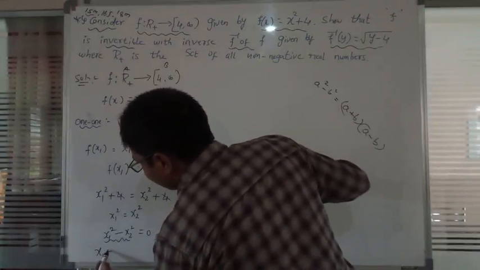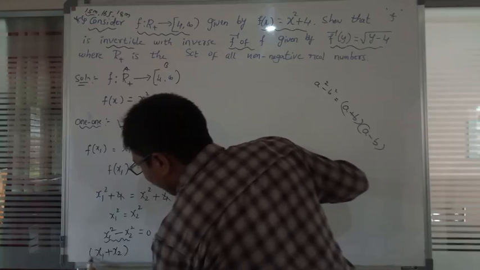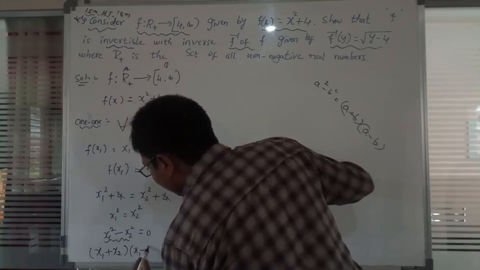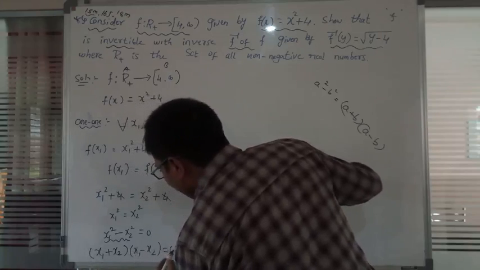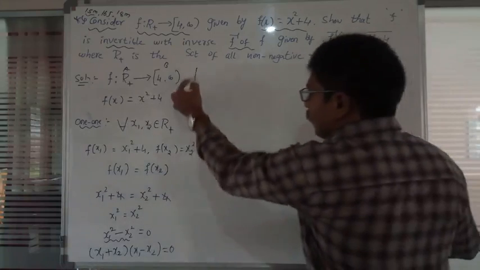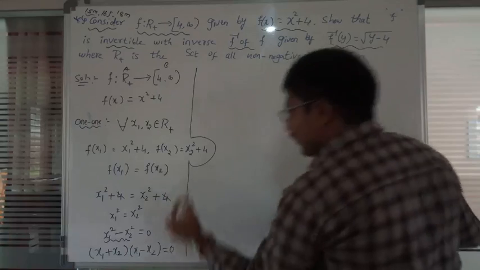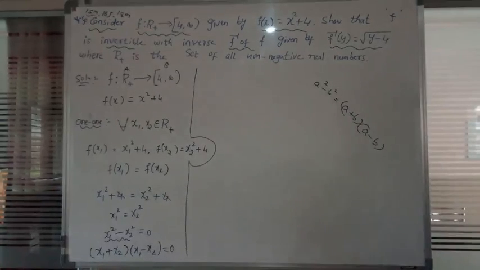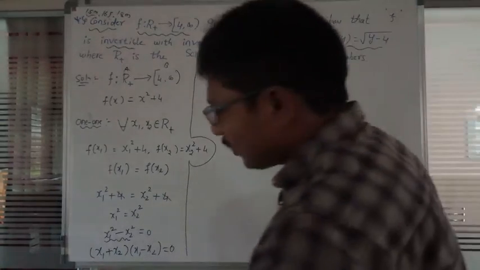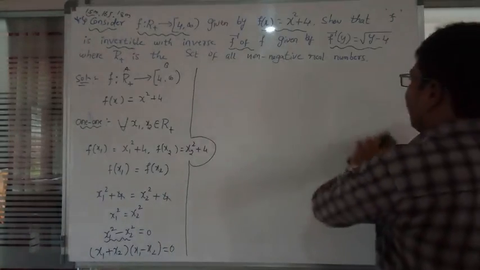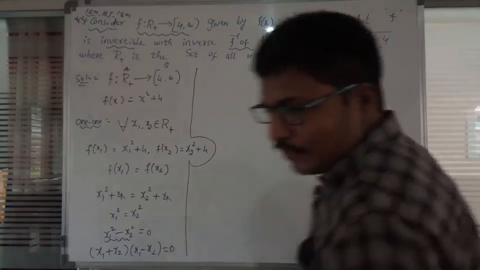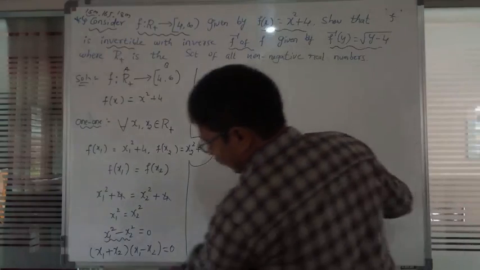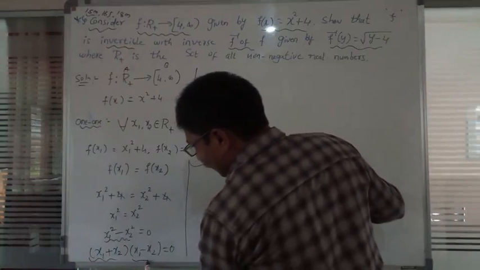I will write x1 plus x2 and x1 minus x2 equal to 0. This is taken as a, so x1 plus x2 and x1 minus x2 is equal to 0. Next, what to do here? So this is one equation, this is one equation, and this is one equation.